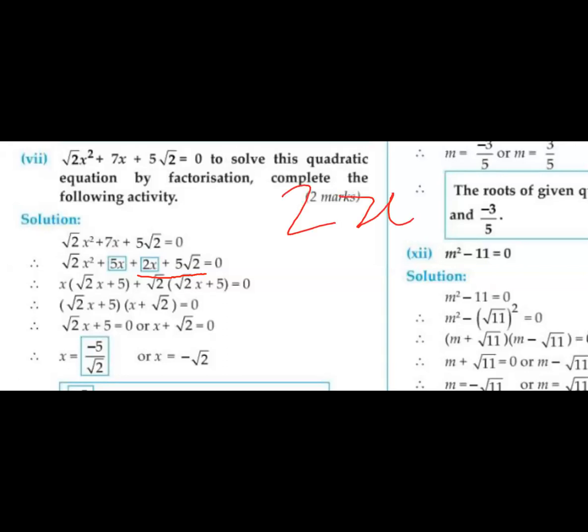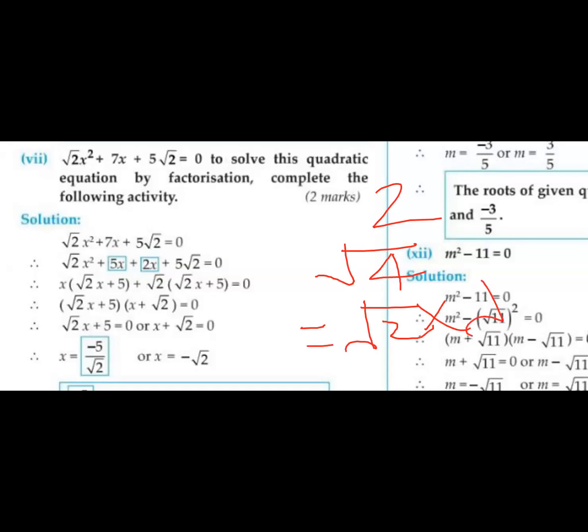Not 2x, I will write only 2. So 2 is written as root 4. Root 4 is written as root 2 into root 2. Right? So if 2 is there, 2x, x is the variable. First of all, we are checking this 2. So root 2 into root 2 is the value of 2. So root 2 as a common, you can write here root 2x, and this 5 root 2 is here, so root 2 remains, this 5 is common.